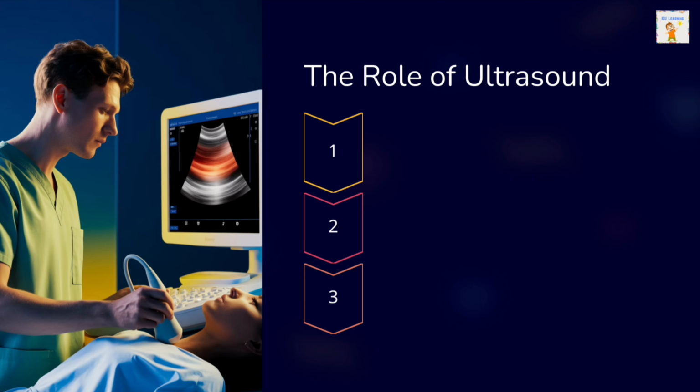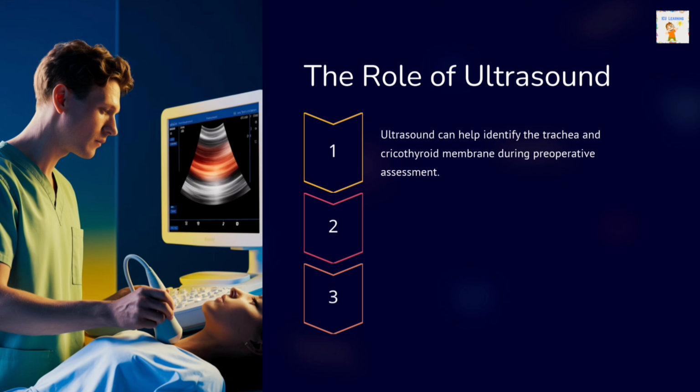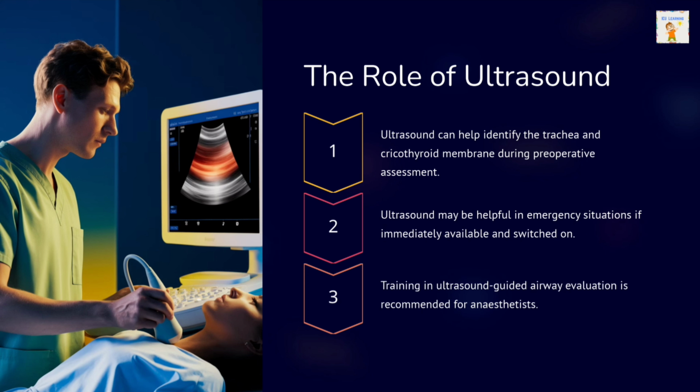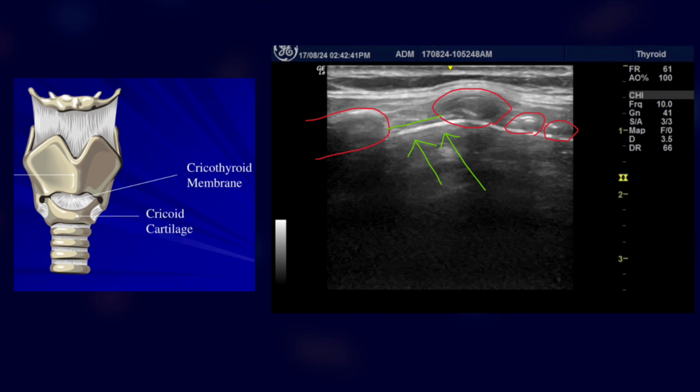Now we will discuss a little bit about the role of ultrasound. Ultrasound can help identify the trachea and cricothyroid membrane during the preoperative assessment. Ultrasound can be helpful in emergency situations if immediately available and switched on. And training in ultrasound guided airway is recommended for anesthetists.